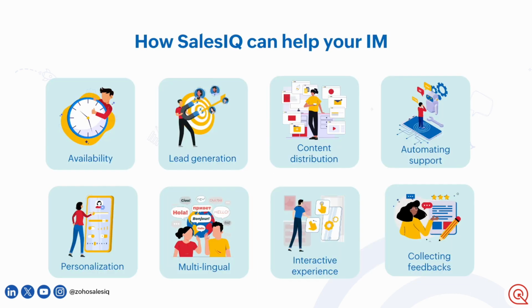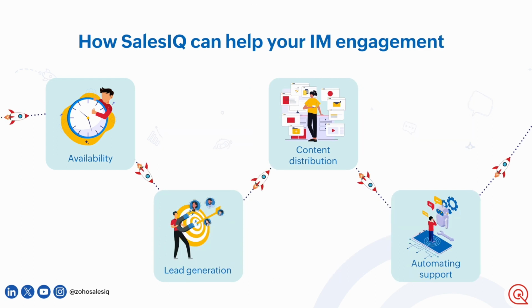We'll move on to how SalesIQ's AI chatbot can help. So availability. Of course, the first benefit we get out of an AI chatbot is that it is available all the time to attend visitors, and it is scalable. It doesn't burn a hole in your operational budget. Being there when approached brings in a lot of trust over the brand, and SalesIQ's chatbot can help you achieve that.